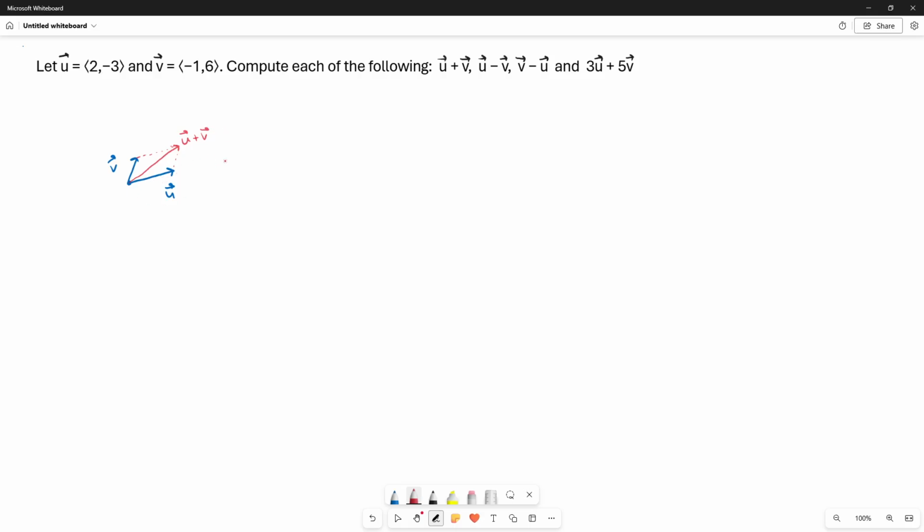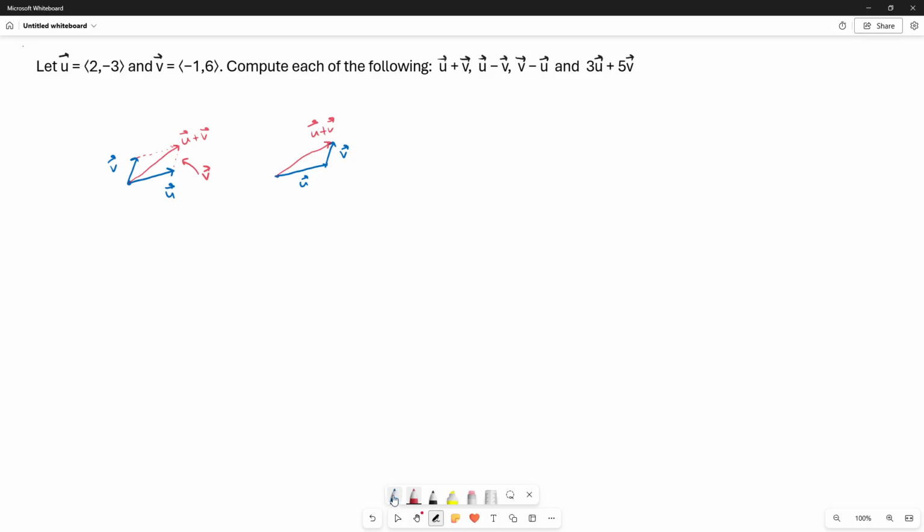Another way to obtain this is to take the vector u, and then at the final point of the vector u, draw the vector v. And then this vector is u plus v. Essentially, in this picture, the vector v is right there, the opposite side of the parallelogram.